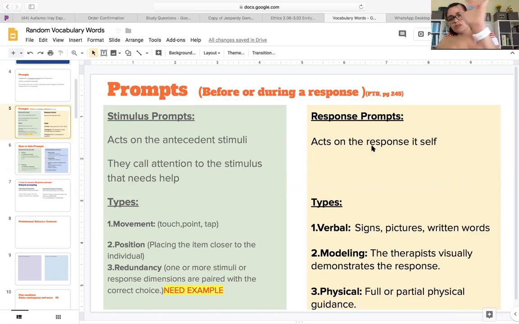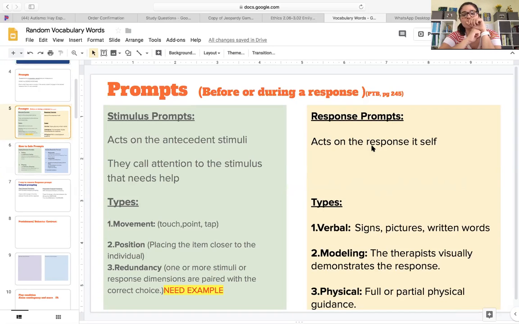Everything has to do with the response. You see, I haven't touched the stimulus. The minute I touch the stimulus, it becomes a what? Response prompt or stimulus prompt? Stimulus prompt. I'm not touching it. That's a good tip. That's a good way to remember, I think.